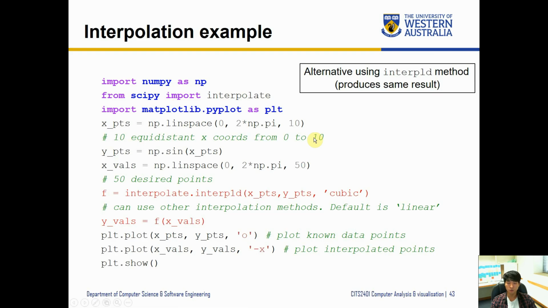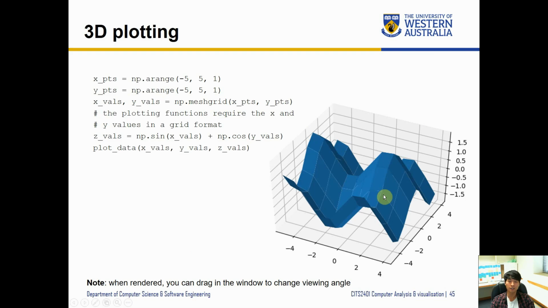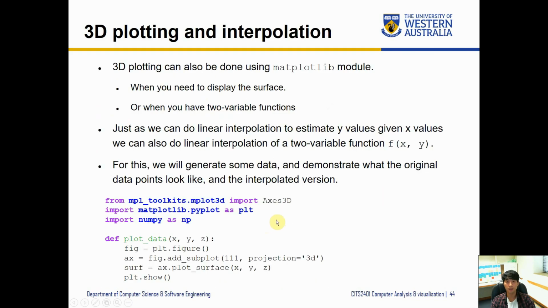So now let's move on to 3D plotting. In 3D plotting, what we have is a three-dimensional graph, and these are also supported in the Matplotlib module. This is useful when you need to display a surface or when you have two-variable functions. Basically, if we have a function of x, this will be a function of x and y, a two-variable function, and these will generate all the surfaces for us. This is actually quite straightforward to use.